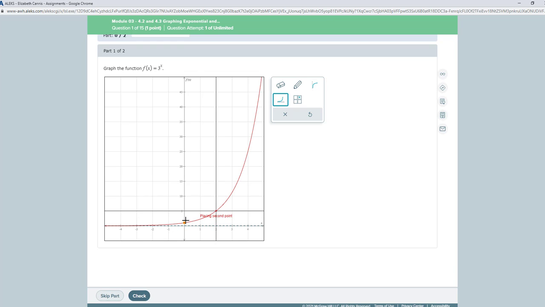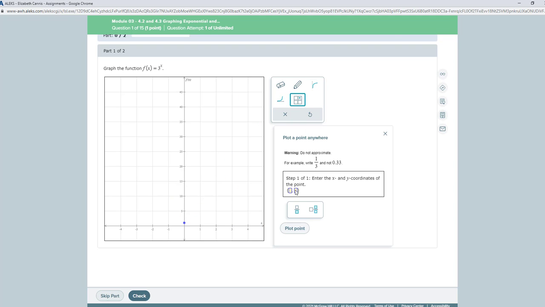Now for this one, instead of plugging in 0, if I plug in 1, that's going to be 3 to the 1, which will be 3. So when I plug in a 1, I get 3. Again, I can't sketch that here, so I'm going to have to plot that point as well. So it looks like in order to graph these exponential functions here in ALEKS, you're going to have to plot 2 points first. So let's plot that. And then I'm going to click on that tool again to graph. And let's see if that's enough points.